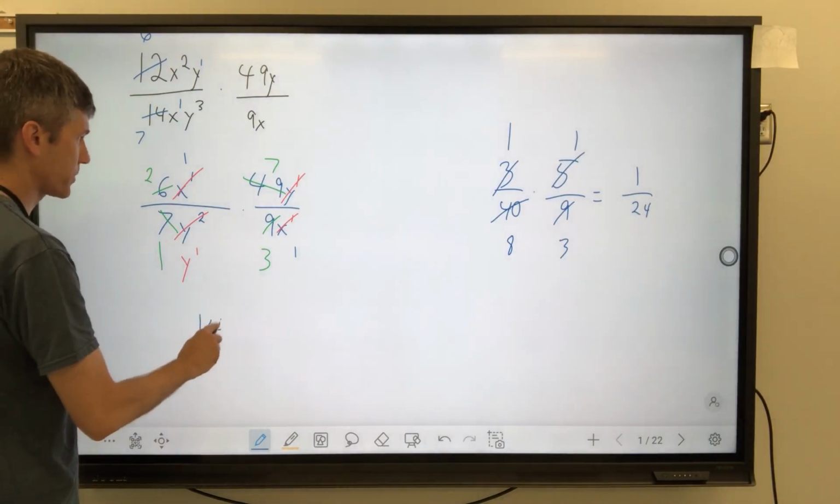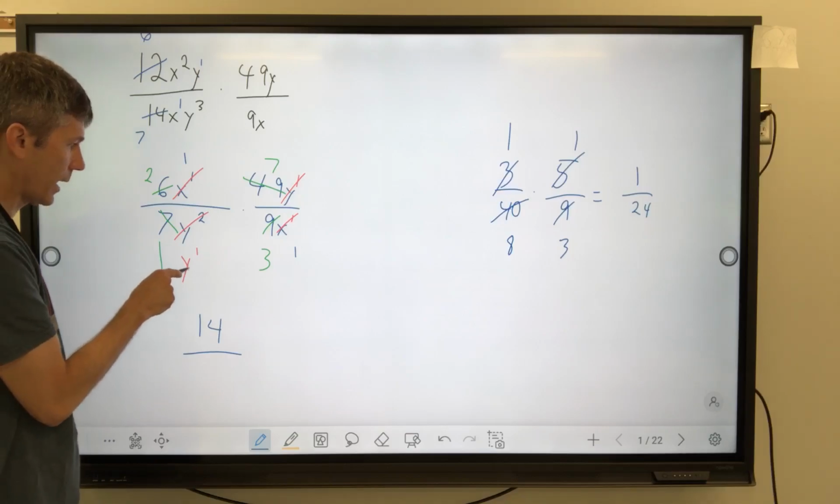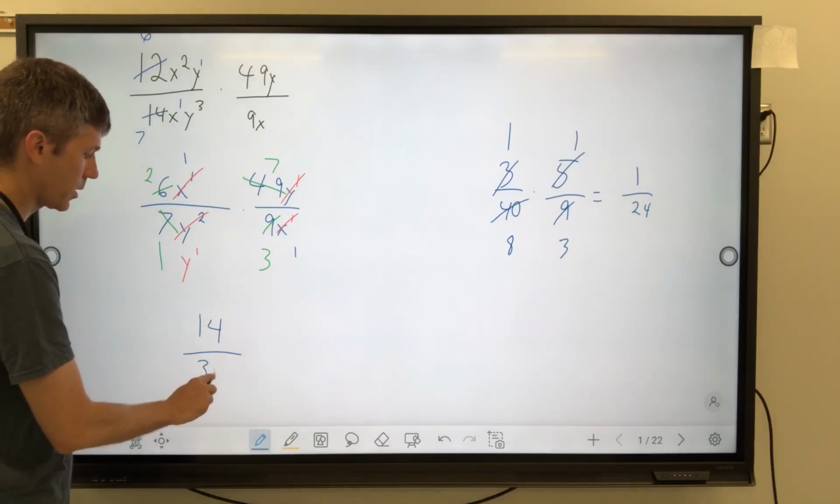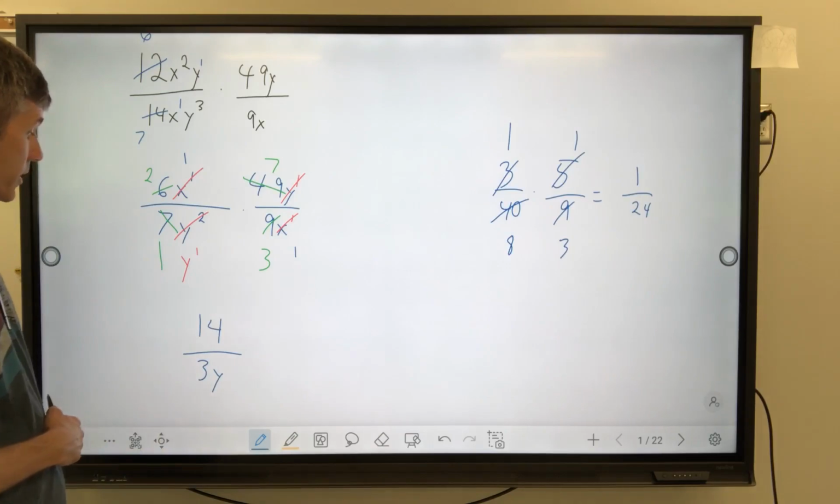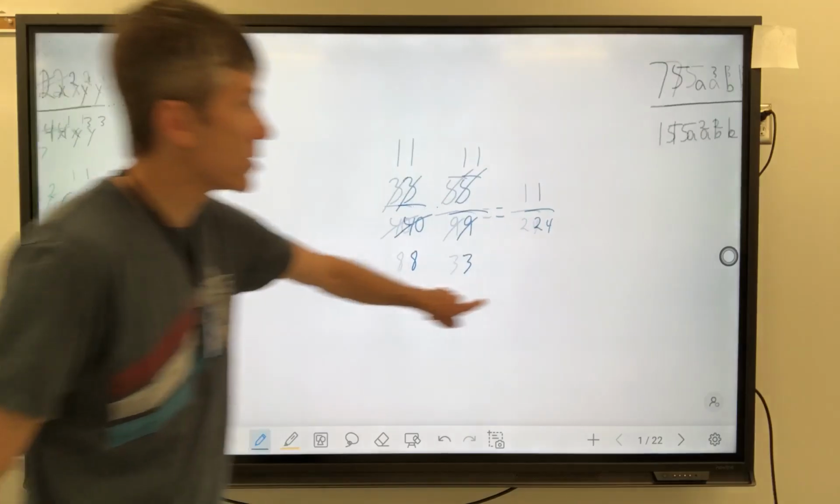So 14 in the numerator. And the denominator is 1 times y times 3. That's 3y. And we are finished with that one. That's all we can do. It doesn't reduce anymore. All right, let's drag this over. Let's see what we have.